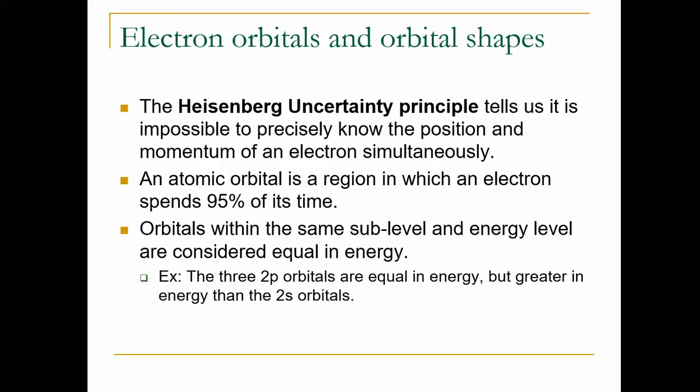Orbitals within the same sublevel and energy level are considered equal in energy. In other words, in the 2p energy level, there are 3 p orbitals. We call them the 2p orbitals. So those 2p orbitals are equivalent in energy, but they would be greater in energy than the 2s orbitals. Within the same sublevel and same energy level, orbitals are considered equal in energy. They call them degenerate. You'll see that word there, degenerate orbitals, which means they're equal in energy.